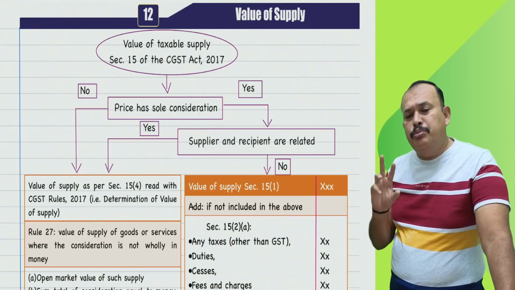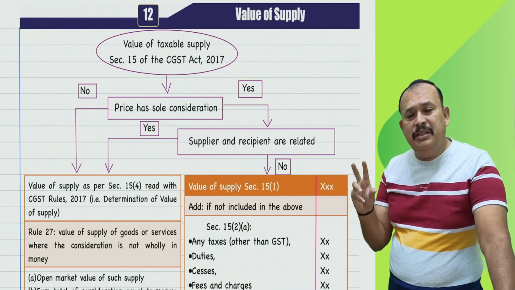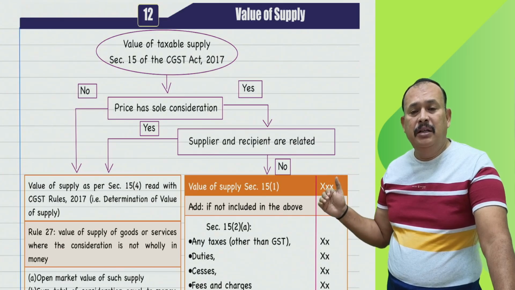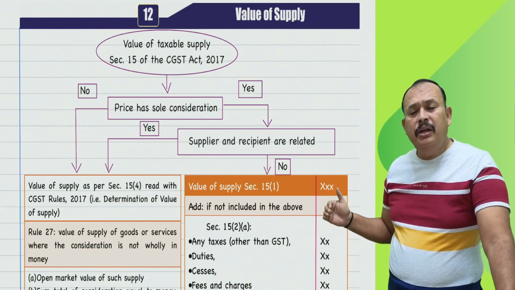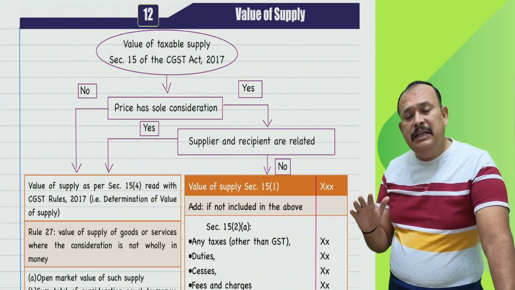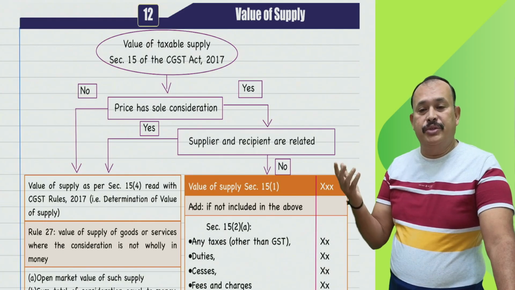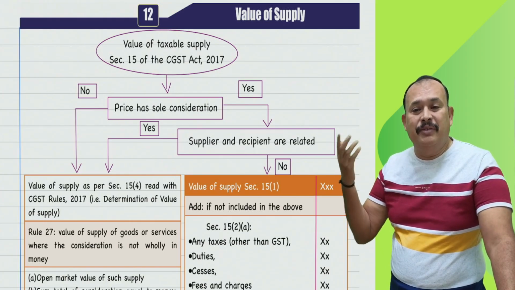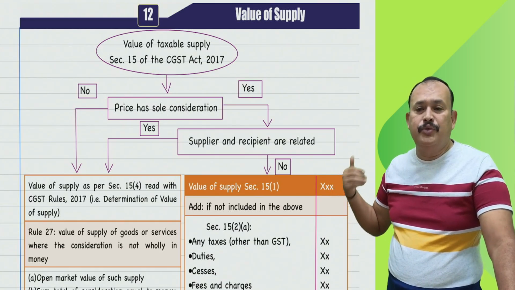Now, referring to the value of supply under the GST, we have broadly two categories. One, valuation as per section 15, subsection 1 to subsection 3. On the other hand, the second group is the valuation based on valuation rules, from rule number 27 to rule number 31, followed by further rules we have.